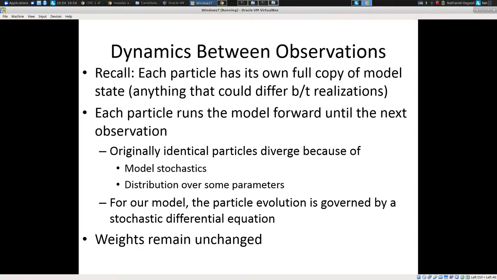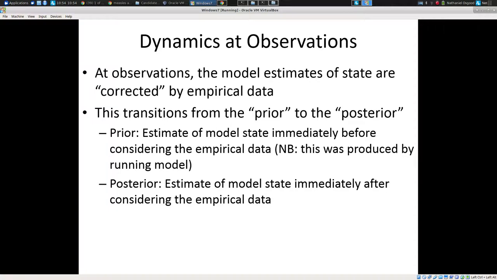And as I said, weights are changed there. At observations, this is where the weight gets updated according to how well it accords, okay? So at observations, the model estimates of state are corrected by empirical data, corrected in the sense that particles are disciplined according to that data. If they're good, they're upweighted. If they're bad, they're downweighted, okay? And at a conceptual level, what this is doing is going from a prior distribution to a posterior distribution. We have some distribution just prior to the observation where each model posits what's going on. And then we incorporate this new evidence in the form of one or more arriving observations, and we update it to a posterior distribution. That's what's happening here when we adjust the weights. And you may say, well, wait, we have to adjust more than the weights. No, no pun intended.